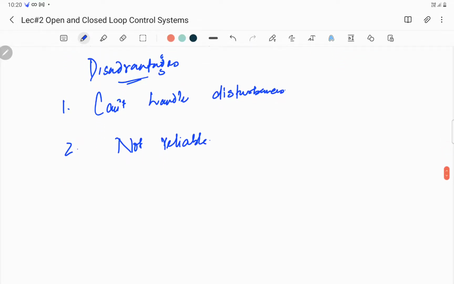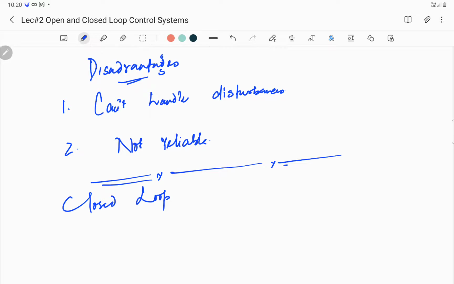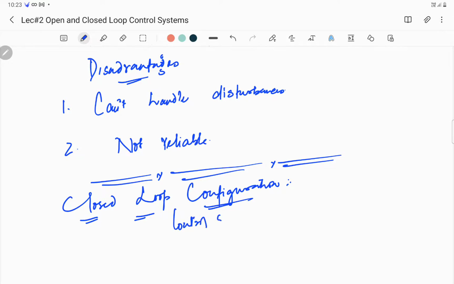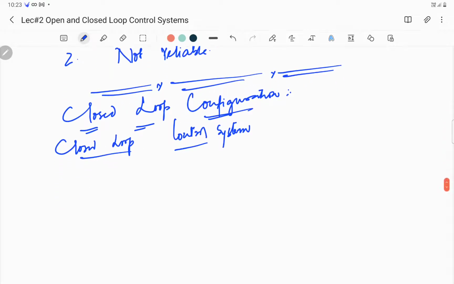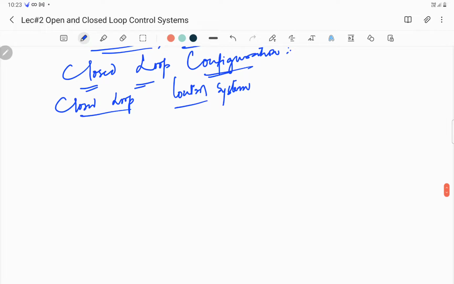So in order to account for these disadvantages, we have another configuration called the closed loop configuration, or closed loop control system. So that's what it is, and how is it different from an open loop control system.